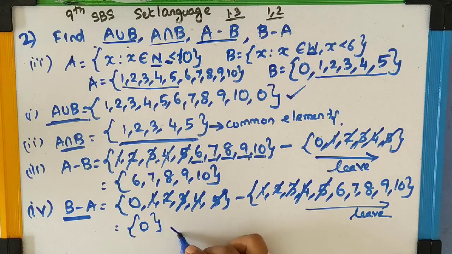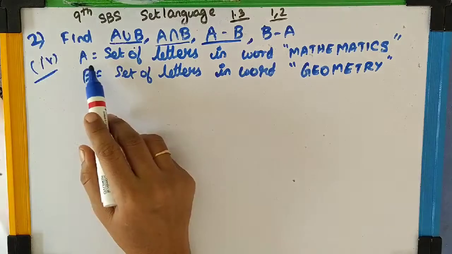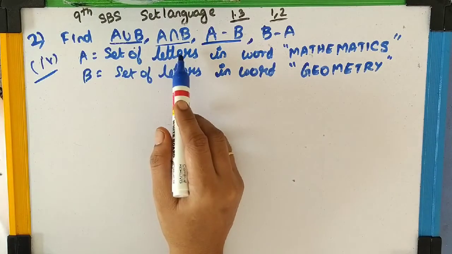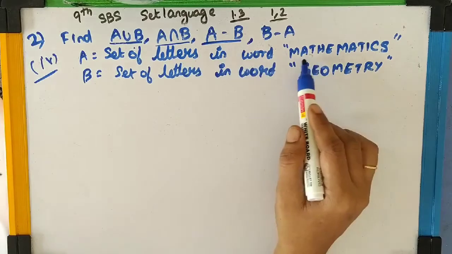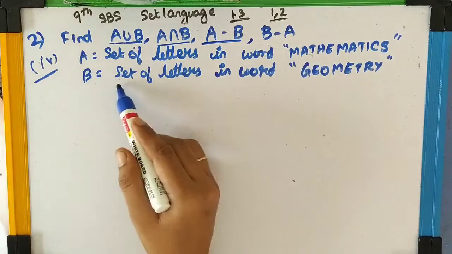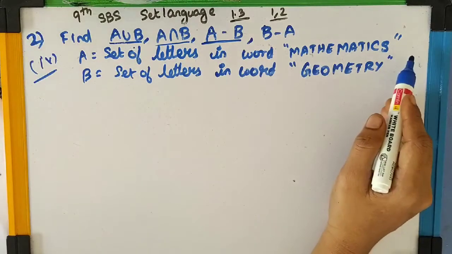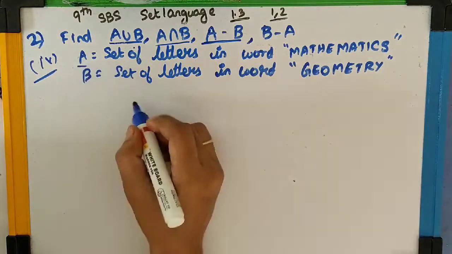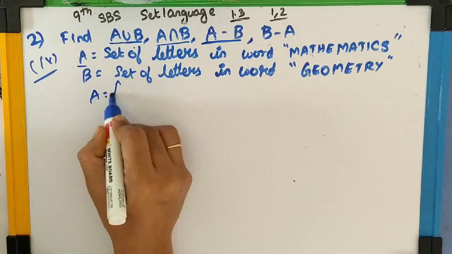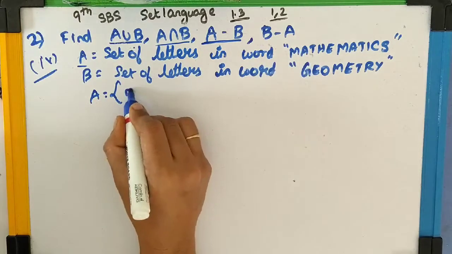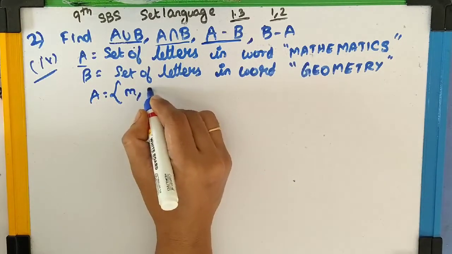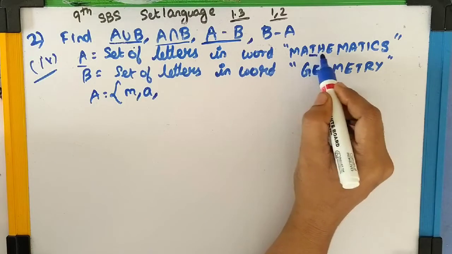Okay? Clear? Okay. Now let's go to the fourth question. That is the last question in this video. A is equal to the set of letters in the word mathematics. B is equal to the set of letters in the word geometry. Now we should find the set A. Okay, A is equal to M, A, T, H.